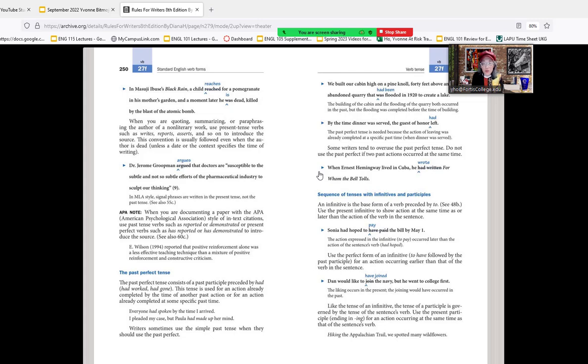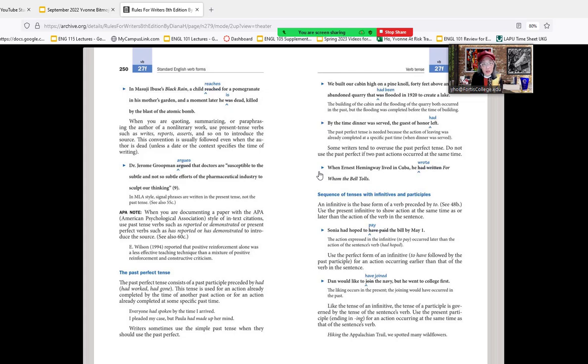And so, sequence of tenses with infinitives and participles. An infinitive is the base form of a verb preceded by to. Use the present infinitive to show action at the same time as or later than the action of the verb in the sentence. Sonia had hoped to pay the bill by May 1st. Use the perfect form of an infinitive for an action occurring earlier than that of the other verb. Dan would have liked to have joined the Navy, but he went to college first.